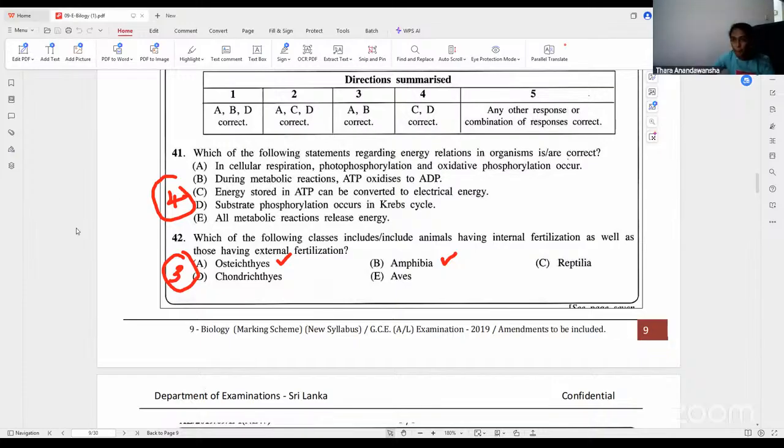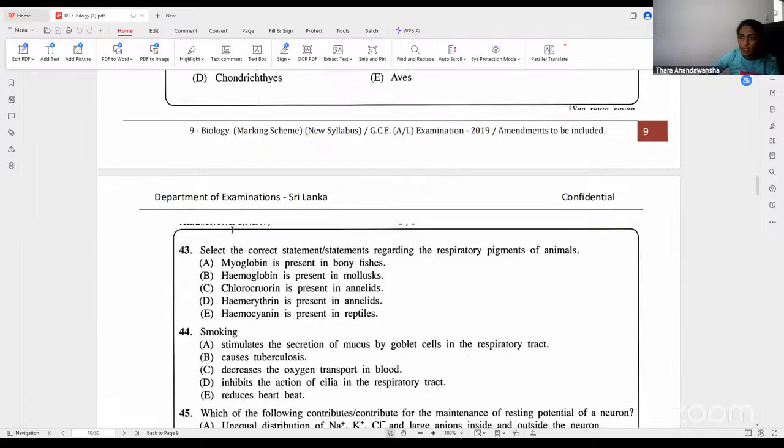Okay? Right. Next one, I'm going to 43. Question number 43 is talking about respiratory pigments. So we'll go to that section as well.